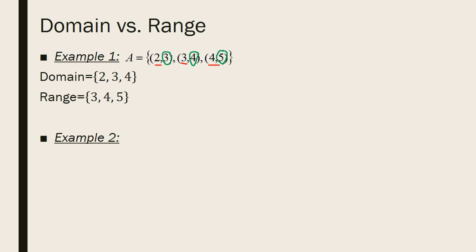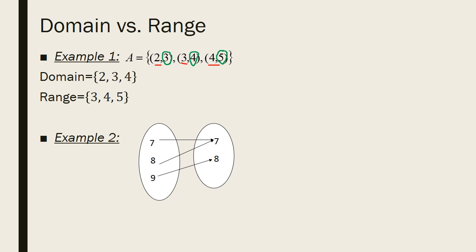Let's take a look at our second example where we have a map diagram. In the map diagram, we see the arrow going from 7 to 7, from 8 to 7, and from 9 to 8. So this tells me that 7, 8, and 9 are the input values which make the domain. And the output values are 7 and 8, which make the range.